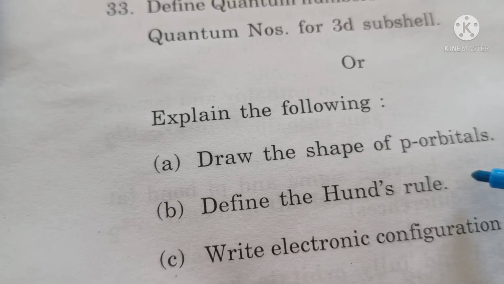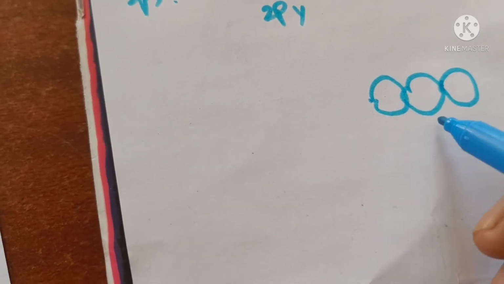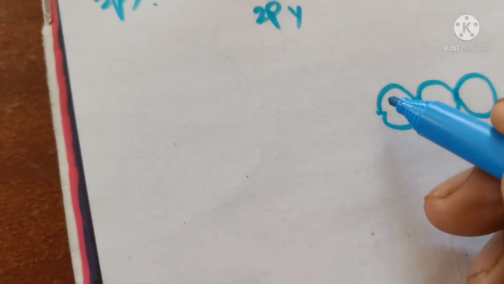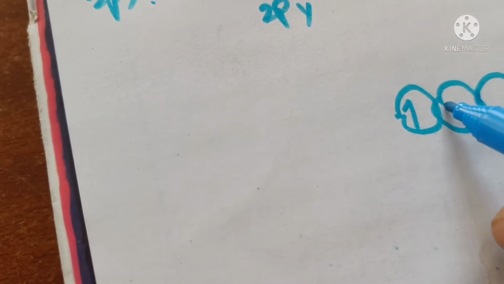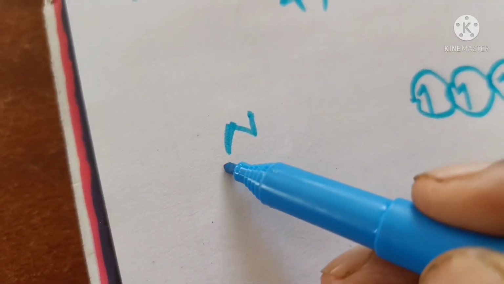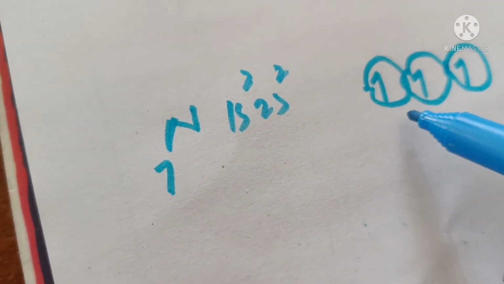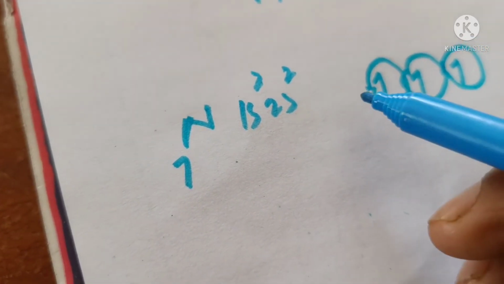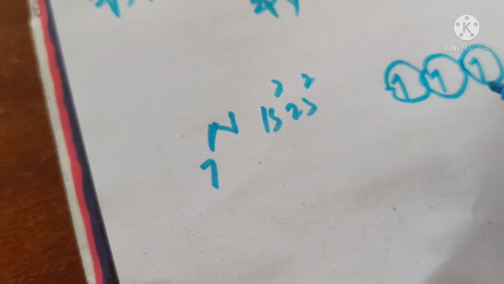Define the Hund's rule of maximum multiplicity. So Hund's rule states that if we have a set of degenerate orbitals, that is, they have the same energy, then pairing of electrons will not take place unless each of the orbitals has at least 1 electron each. So for example, in case of nitrogen, atomic number 7, configuration will be 1s2, 2s2 and 2px1, 2py1, 2pz1. Each orbital of same energy will have 1 electron first and only then the pairing will take place.